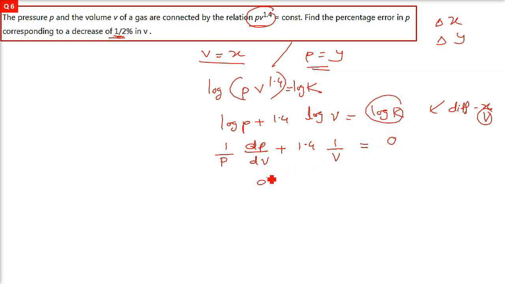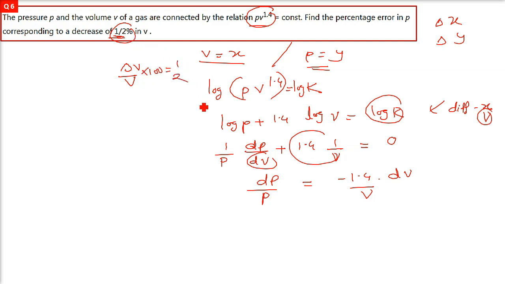So now bring these together: dp by p equals, when you take it on the right hand side, negative 1.4 by v, this dv goes up. Remember, we have to find out dp by p, that is dy by y. Find the percentage error in p corresponding to decrease of 0.5% in v. So the percentage error delta v by v into 100 is already given as half percent. So if we multiply both sides by 100, dv by v into 100 is half, and on the left you will get the percentage change in the pressure.